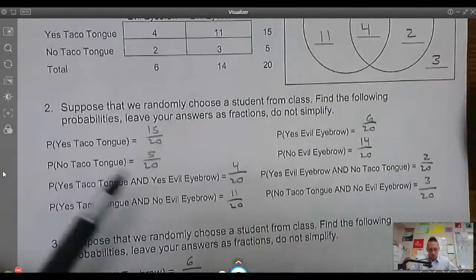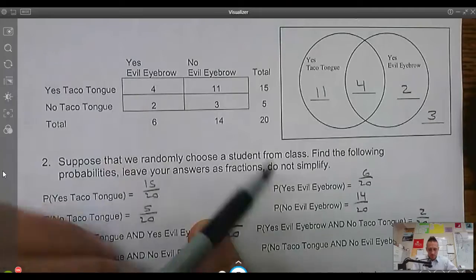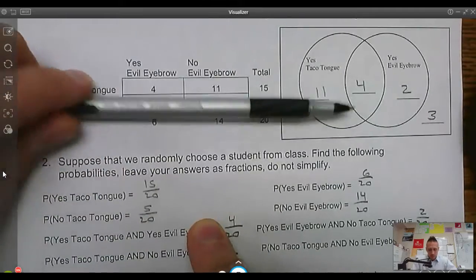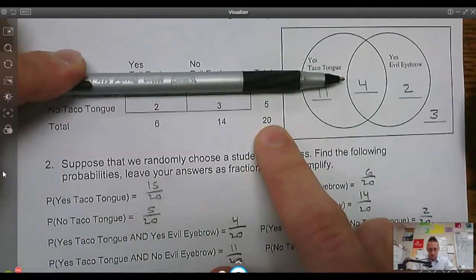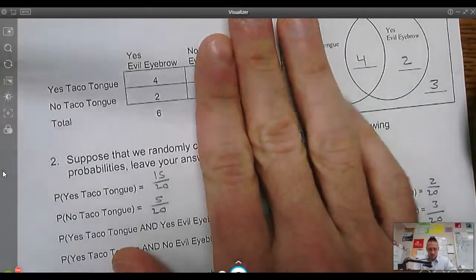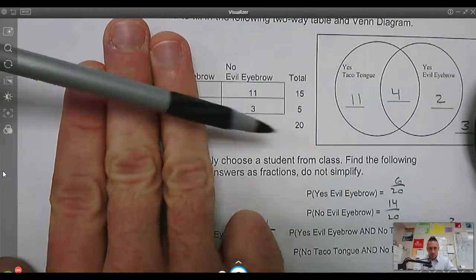All right, so yes, taco tongue would just be the 15 out of 20. 15 people could taco tongue out of 20 total. No is the complement, 5 out of 20. Yes, evil eyebrow, 6 out of 20. No evil eyebrow, 14 out of 20.